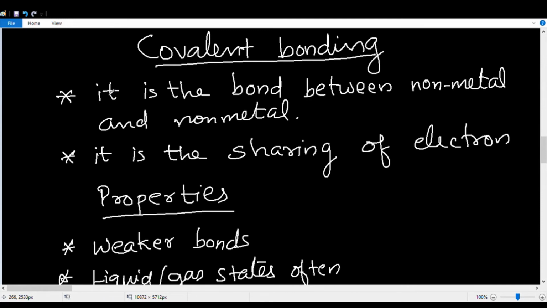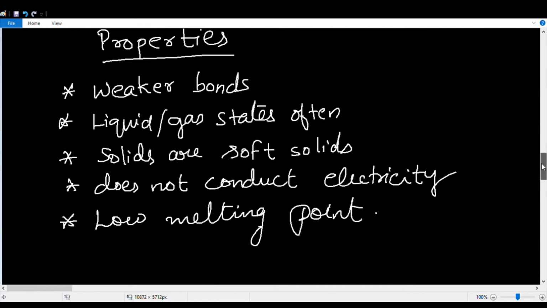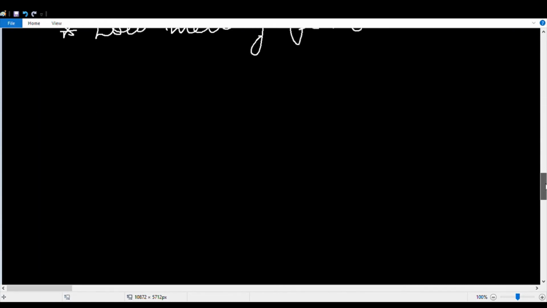Covalent bonding. It is the bond between non-metal and non-metal, and covalent bonding is the sharing of electrons. Properties: weaker bonds, often liquid or gas states, solids are soft, it does not conduct electricity, and it has a low melting point. So we can learn how to draw covalent bonding.